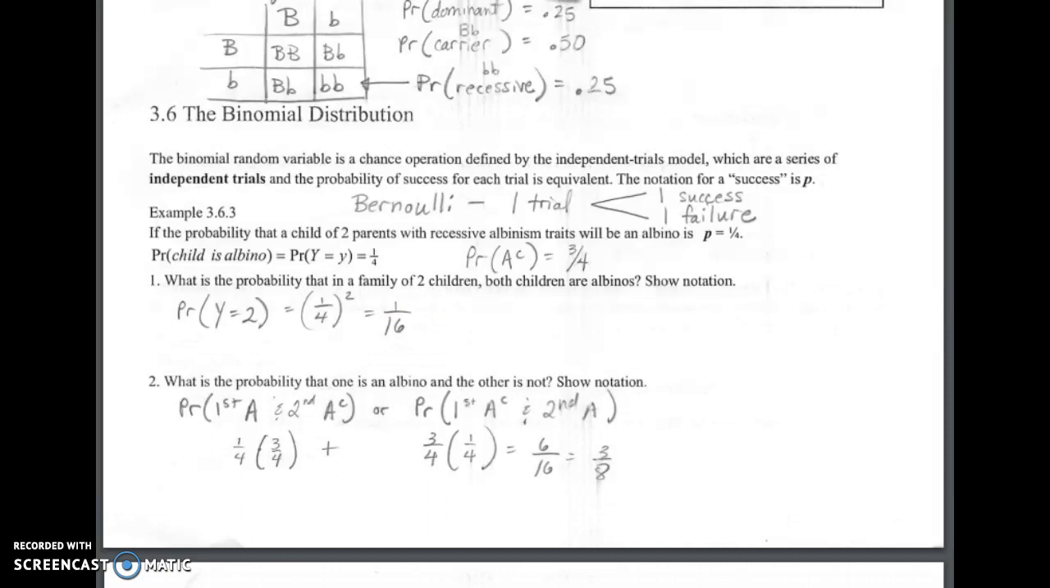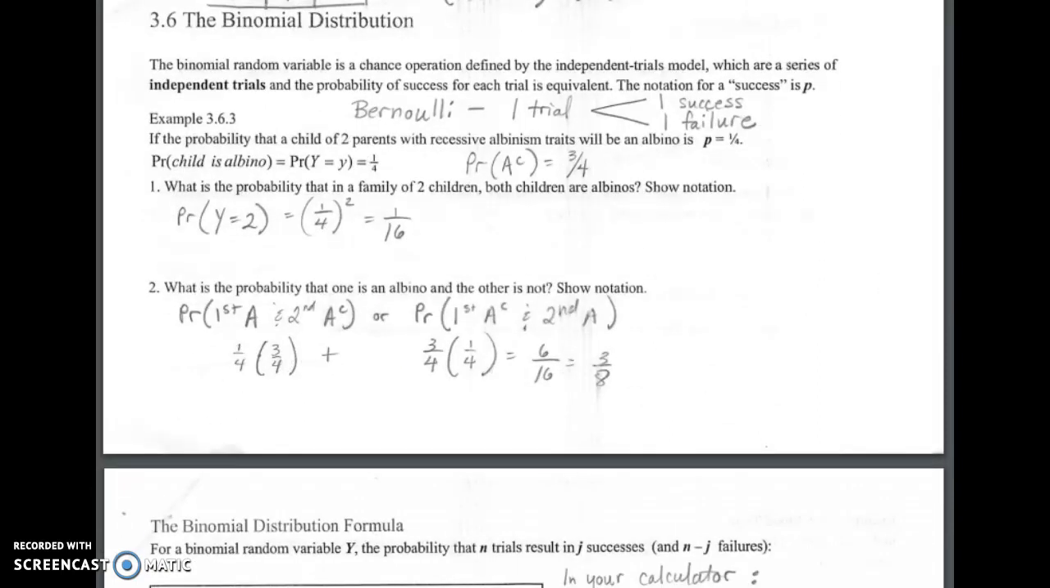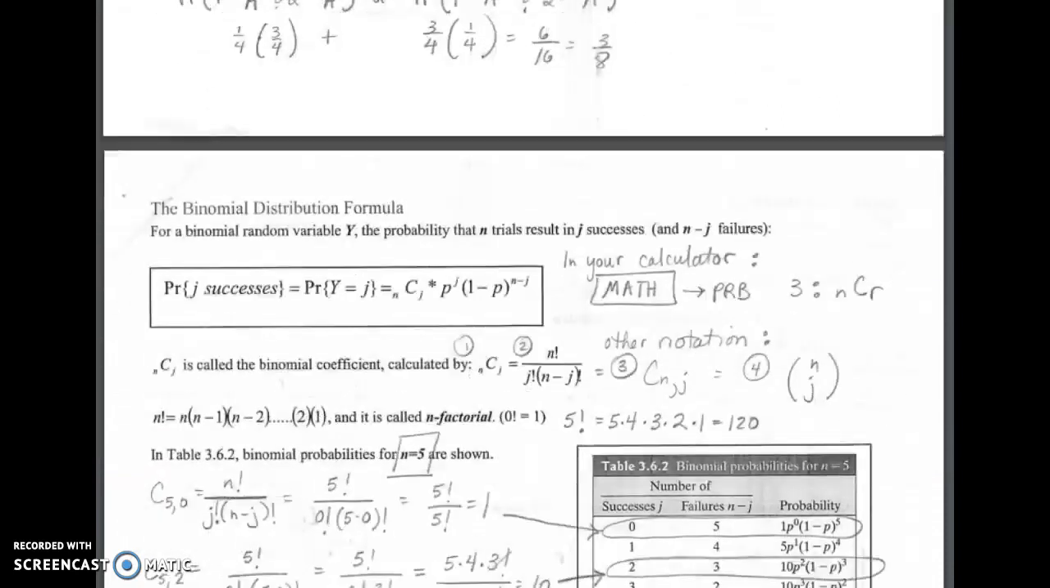What is the probability that one child is an albino and the other is not? So we have 2 options. Either the first is albino and the second is not, or the first is not and the second is albino. And if we look at those 2 products of probabilities, 1/4 times 3/4 plus 3/4 times 1/4, there's a 3/8 chance that one is albino and the other is not.